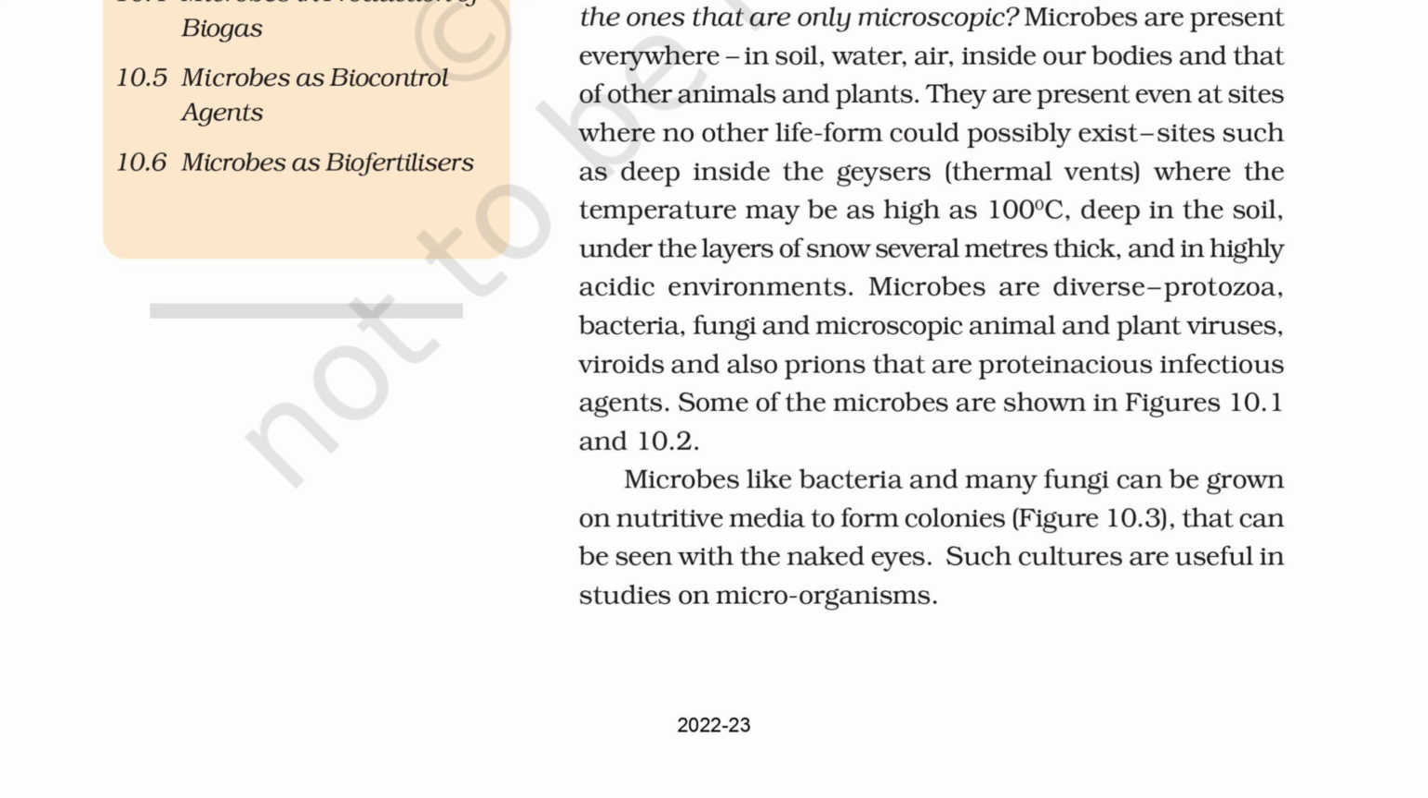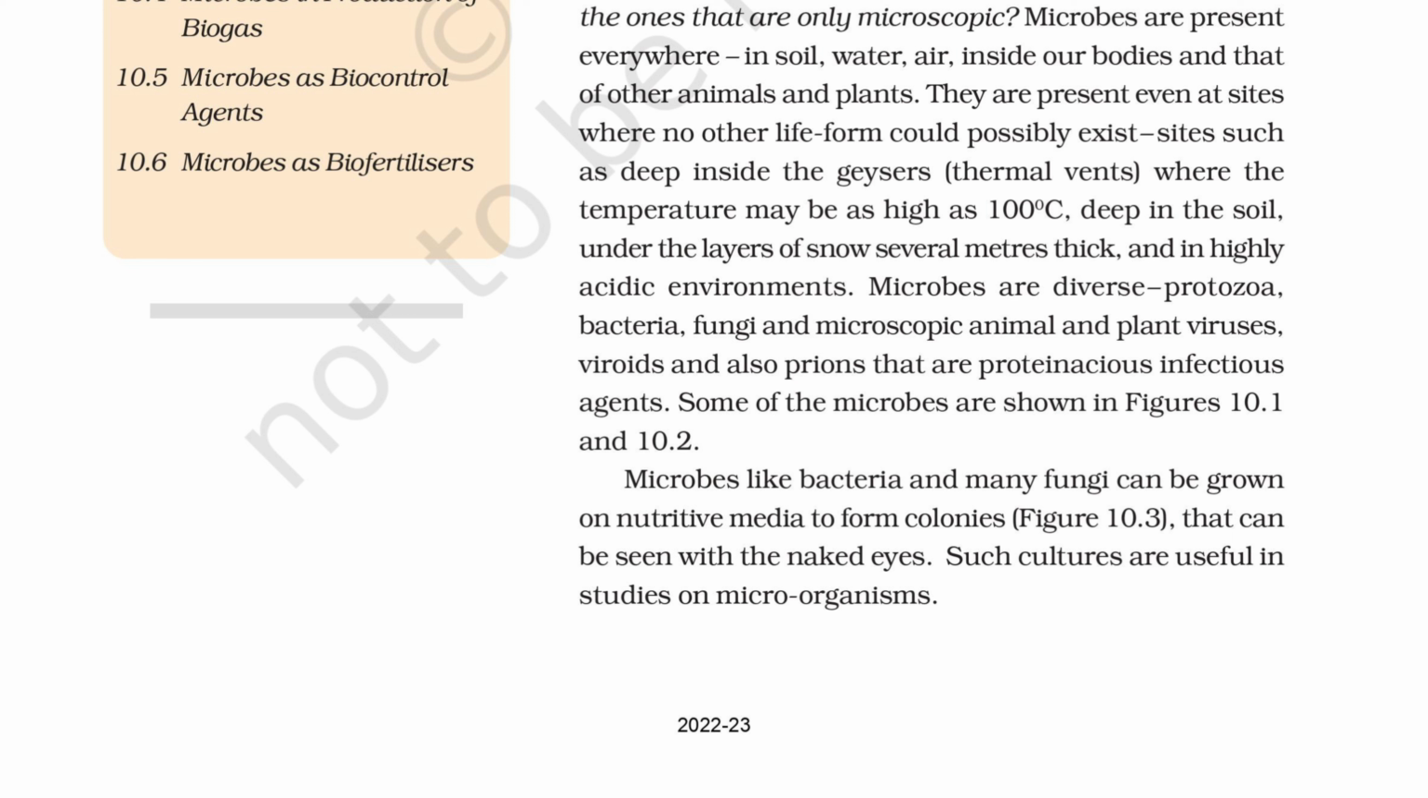Microbes are present everywhere: in soil, water, air, inside our bodies and that of other animals and plants. They are present even at sites where no other life form could possibly exist. Sites such as deep inside the geysers, thermal vents, where the temperature may be as high as 100 degrees Celsius, deep in the soil, under the layers of snow several meters thick and in highly acidic environments.